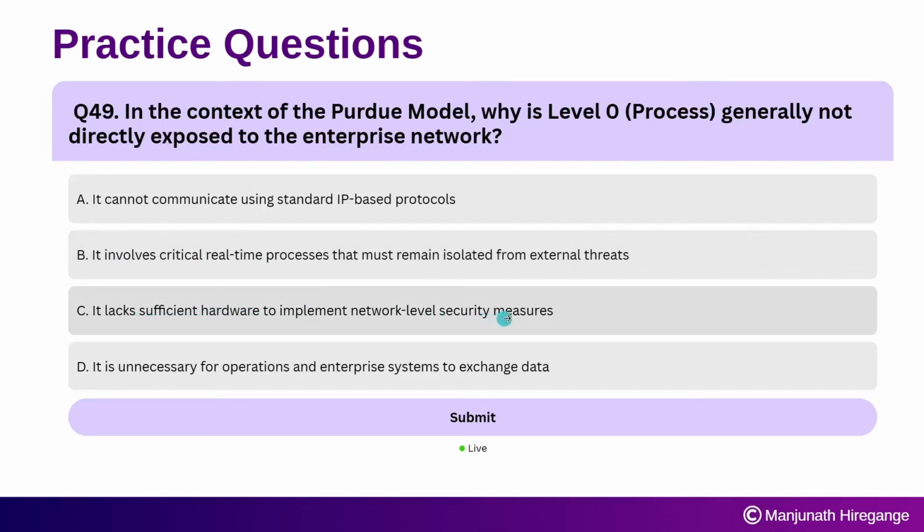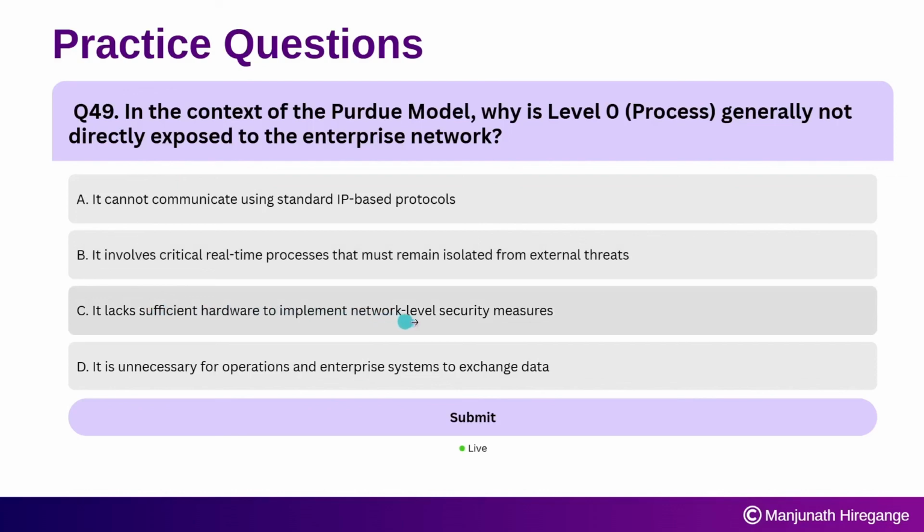Option C, it lacks sufficient hardware to implement network level security measures. Option D, it is unnecessary for the enterprise system to exchange data. Obviously, it cannot communicate using standard protocols. Yes, traditionally, a device may lack IP-based communication, but that is not the reason for isolating level 0 from the enterprise network.